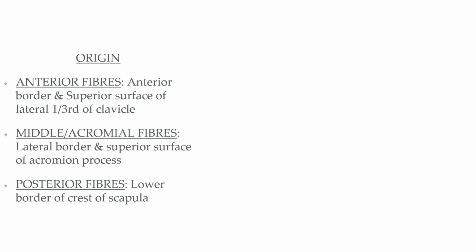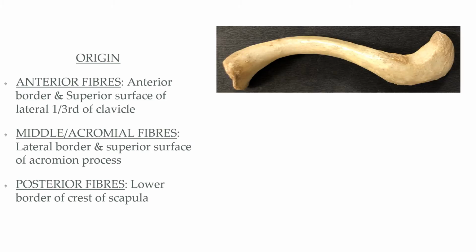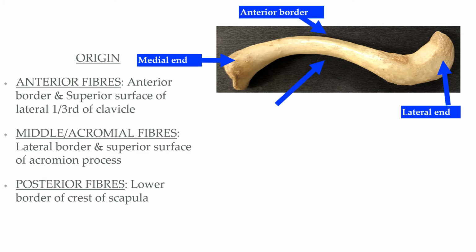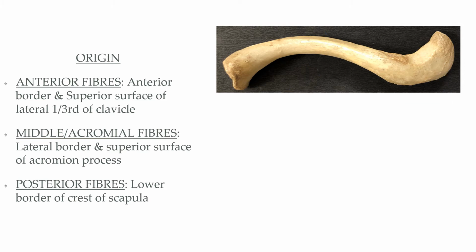About the origin of anterior, middle and posterior fibers of the deltoid. On the screen you can see the bone which is clavicle. This is the medial end of the clavicle. This is the lateral end of the clavicle. This is the anterior border and this is the posterior border of the clavicle. The anterior fibers of the deltoid arise from the anterior border of the lateral one-third of the clavicle and adjacent part of the superior surface. So this is the site of origin of anterior fibers of the deltoid.